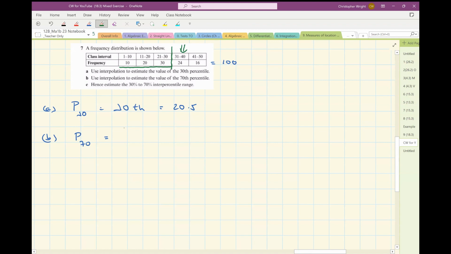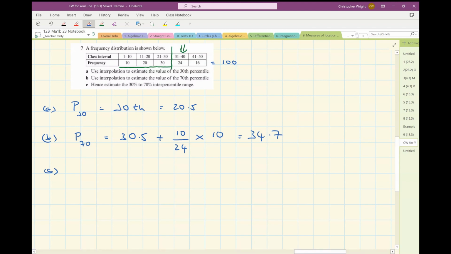Now that class starts at 30.5. Now how far into the class am I going to have to go? Well, I've taken care of 60 already, so I'm going to need to have 10 data values into that class, which is 24 data values wide, multiplied by the width of that class, which is 30.5 to 40.5. So it's 10. So that gives me a 70th percentile of 34.7.